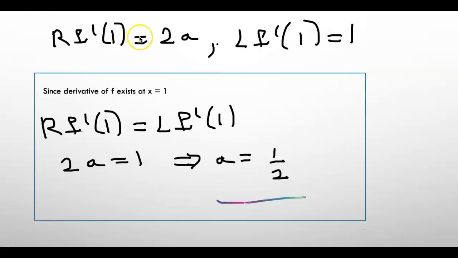So the right hand derivative of f at 1 is 2a, the left hand derivative of f at 1 is 1, and you are given that the derivative of f exists at x equal to 1. So the right hand derivative of f at 1 will be equal to the left hand derivative of f at 1, or 2a equal to 1. That means a equal to half. So this is what we had to find out, the value of a.